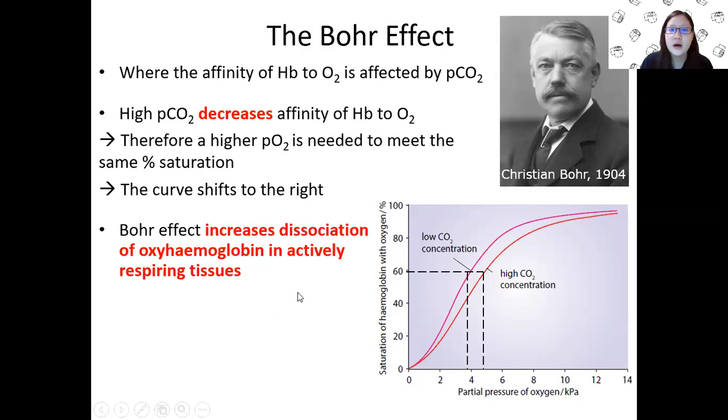Okay, so how is the Bohr effect important and how is it helping your understanding of the circulatory system? The Bohr effect actually increases the dissociation of haemoglobin in actively respiring tissues. So in actively respiring tissues where there's low partial pressure of oxygen, it will not only release some, it will release a lot more because of the high partial pressure of CO2.